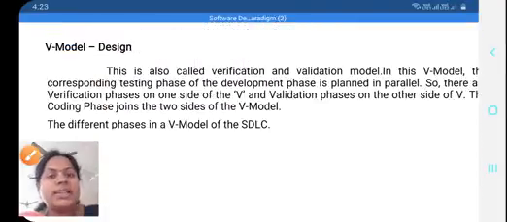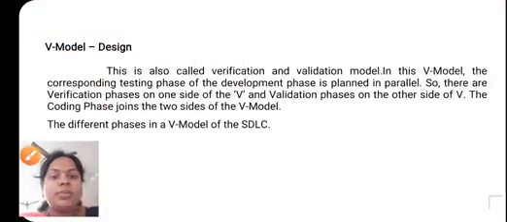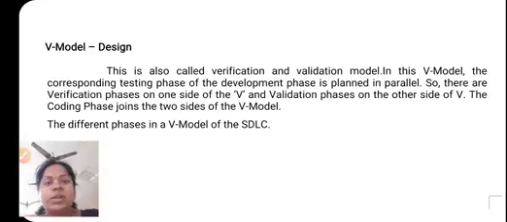So in the last class we discussed what a spiral model is, and what the advantages and disadvantages of the spiral model are. In this lecture I am going to discuss what the V model is, and what its advantages and disadvantages are over all the other models.